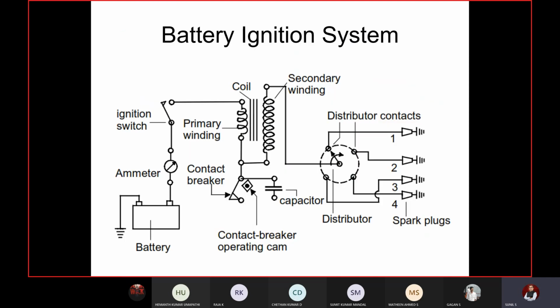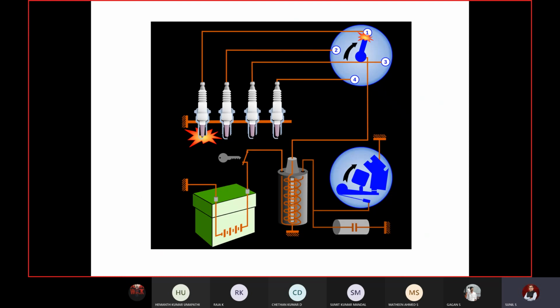So first type of ignition system yesterday we have completed, that is the battery ignition system. So this is the sketch which gives you an idea clearly.